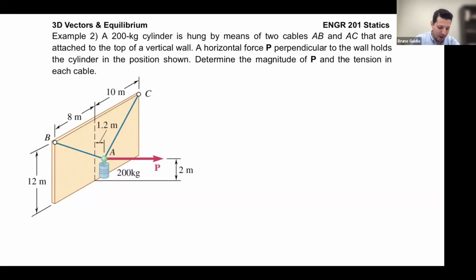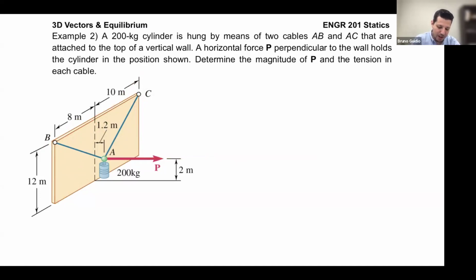Okay, let's talk about this second problem. A 200 kilogram cylinder is hung by means of 2 cables. We have 2 cables here, cable AC, that I see over there, cable AB. Attached to the top of a vertical wall. We have this wall over there, so they are attached over there. A horizontal force P perpendicular to the wall holds the cylinder in the position shown.